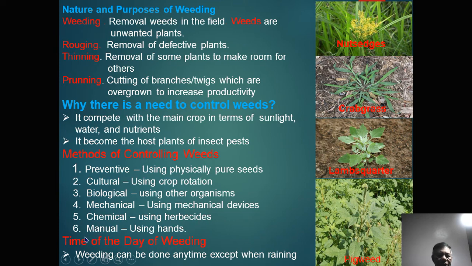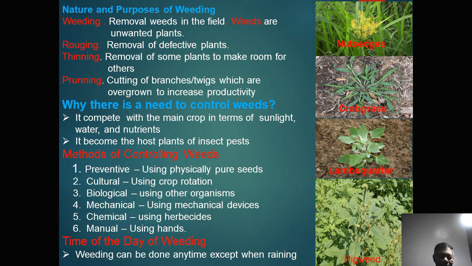Then the last is manual, very much common, just hand pulling, uprooting it through your hand, or shall we say, using a bolo, that would be enough. And you are doing the manual. And this is very much common in small scale production, home gardening, school gardening. Manual is advisable.